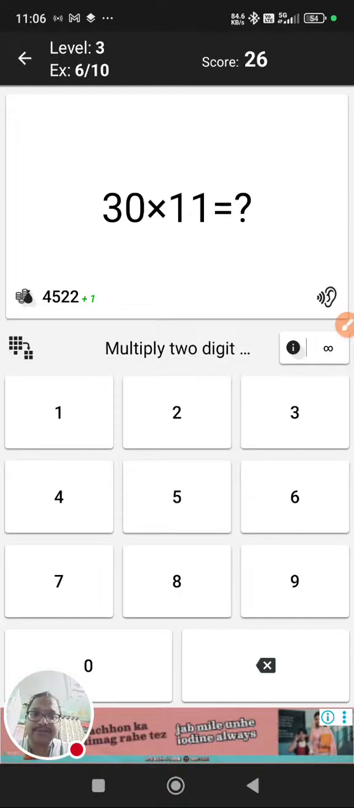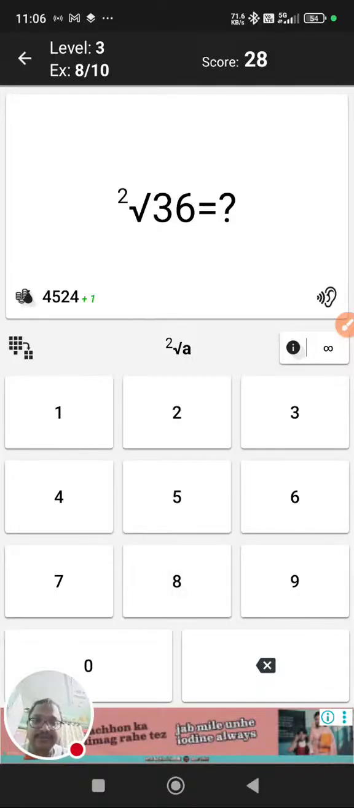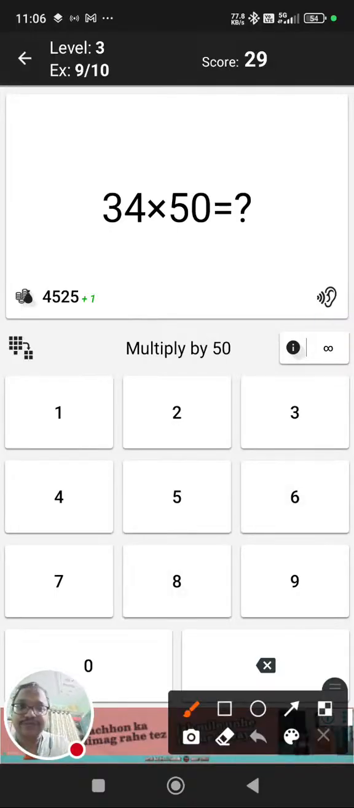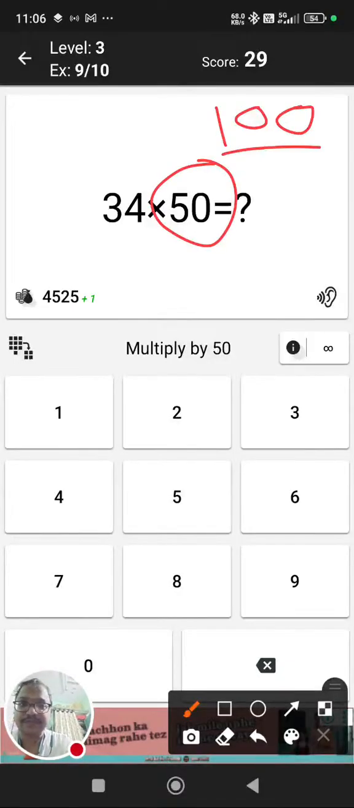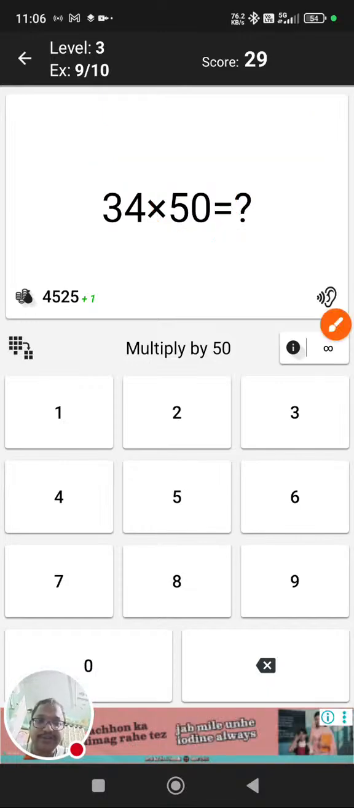30 into 11 times. 338 times, this will be 6 times. Instead of 50 we write 100 divided by 2, into 34 to 17 times. 17 into 100 we get 1700 is our answer.